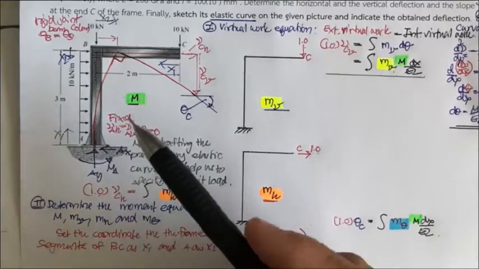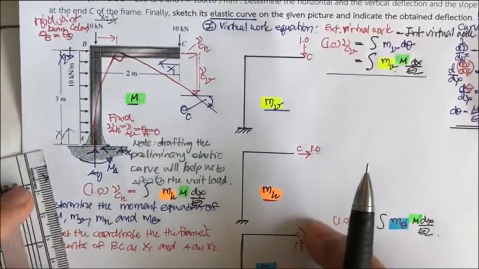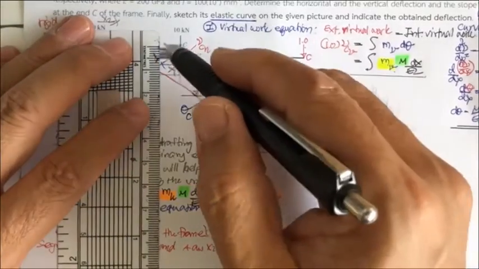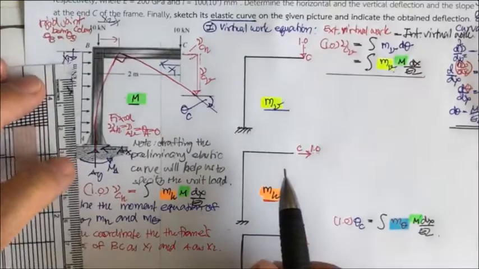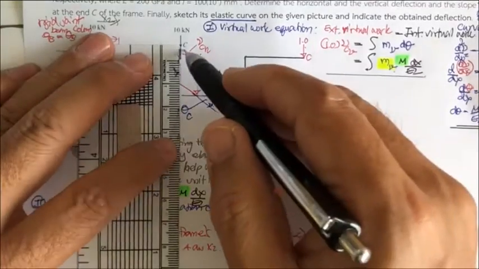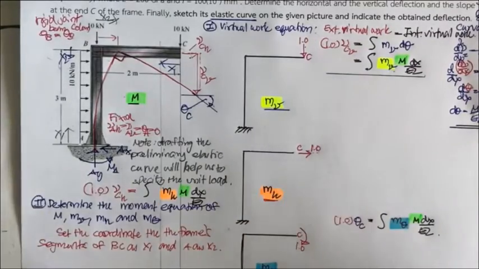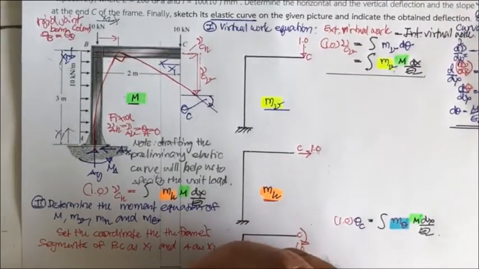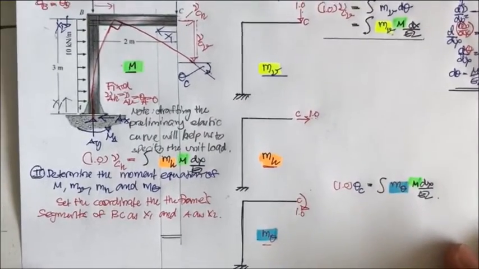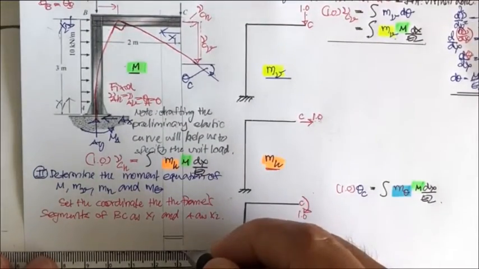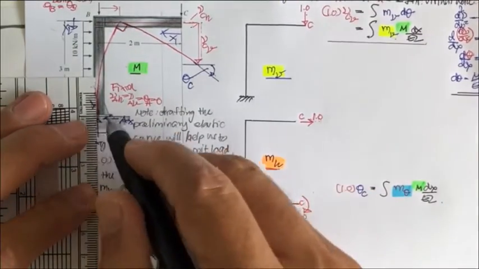By doing that, let me cut this section, and then draw the free body diagram of the frame, and then we determine the equation of that. So this is going to be the first portion of that, and I'm going to put this one also on the frame.